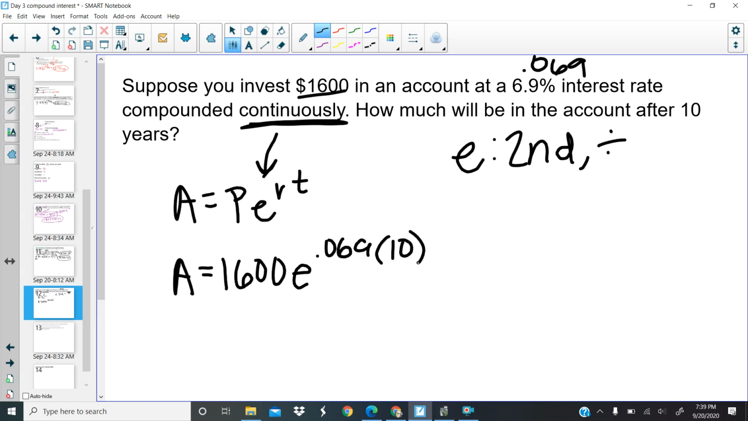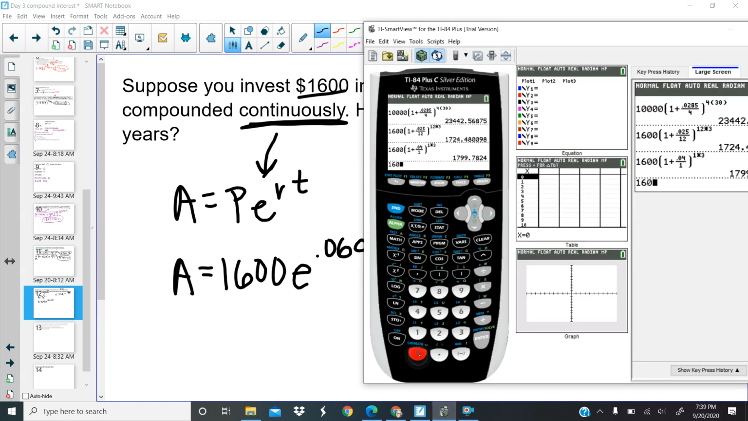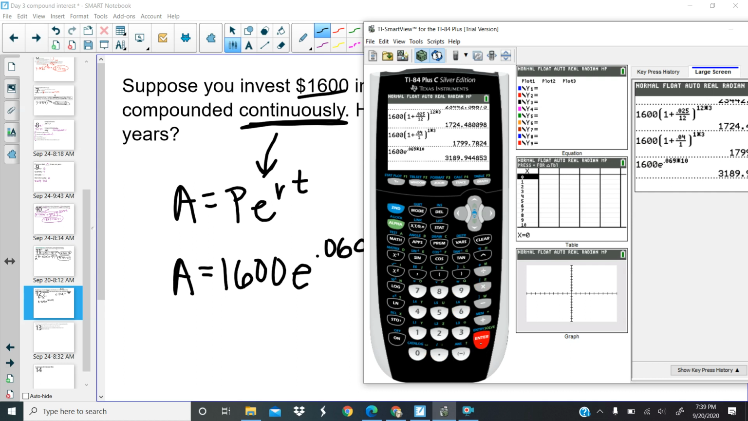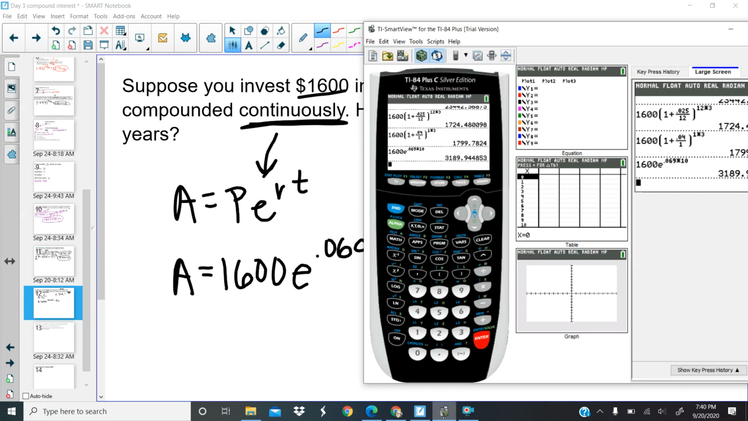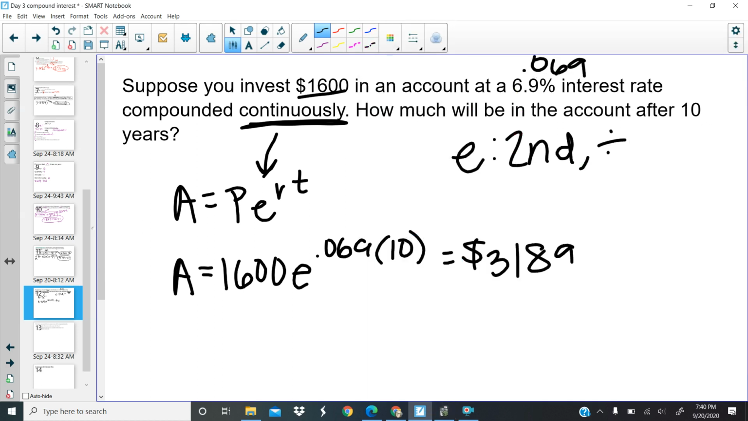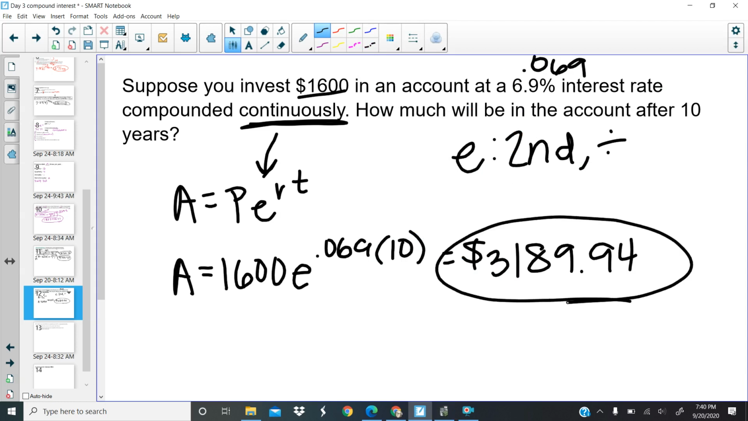So then we're going to type that into the calculator. And you have 1,600 times E, which is second divide, and then raised to the rate, which is 0.069 times the time that's passed, which was 10 years. And that $1,600 becomes $3,189.94. And that is how compounded continuously is going to work.